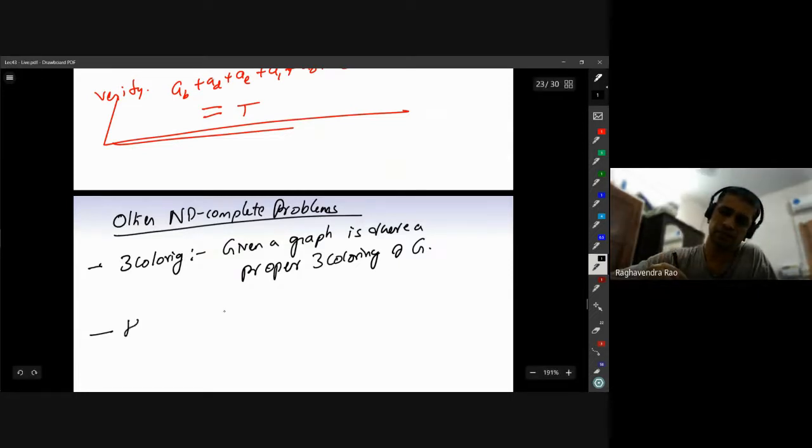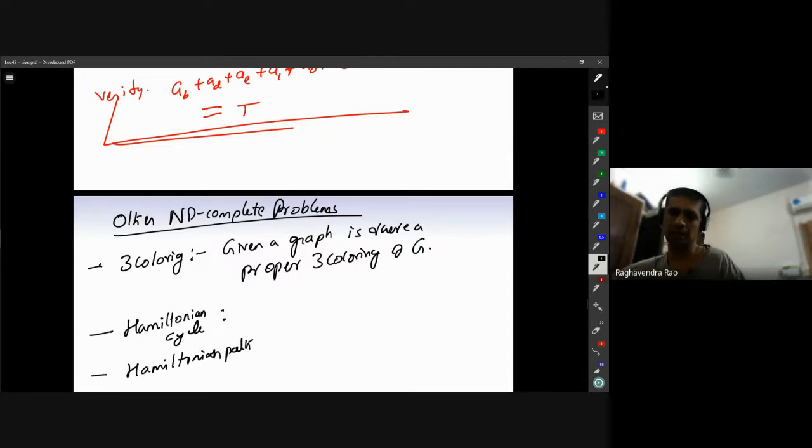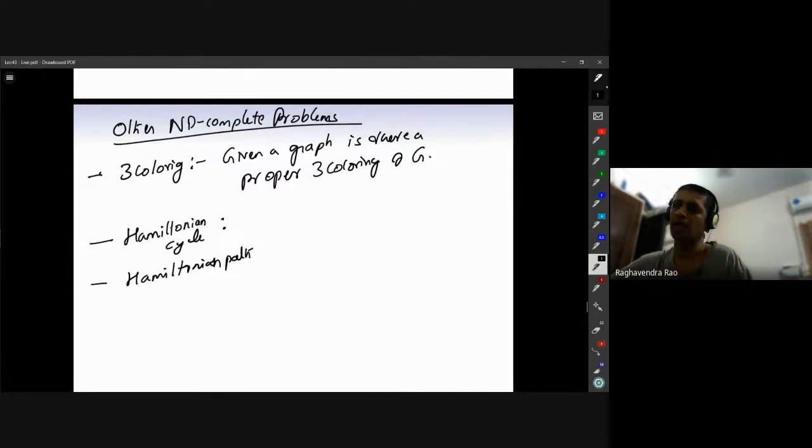And then Hamiltonian cycle. Given a graph, is there a Hamiltonian cycle or not. Similarly, Hamiltonian path. Or in fact, you can even generalize this to K cycle. So given a K and a graph G, is there a cycle of length K? Similarly, given a K and a graph G, is there a path of length K? All these problems are NP complete. In fact, there are several such problems.